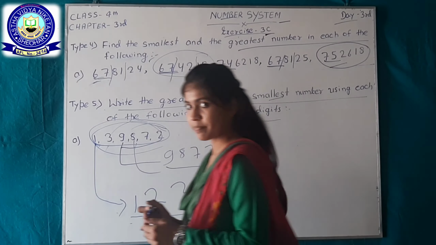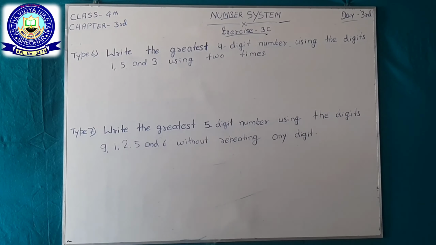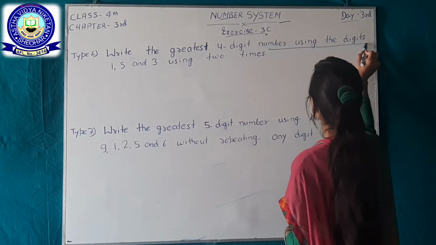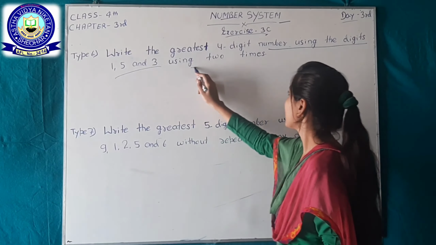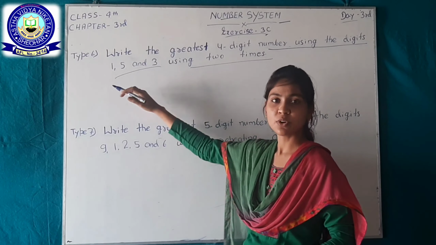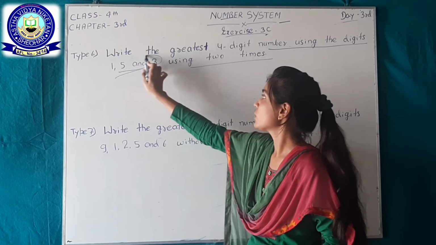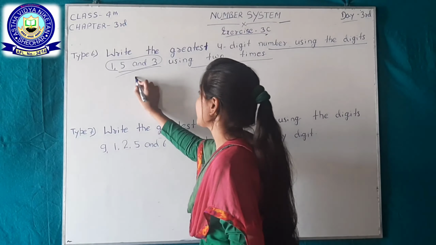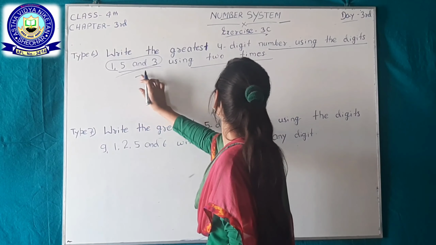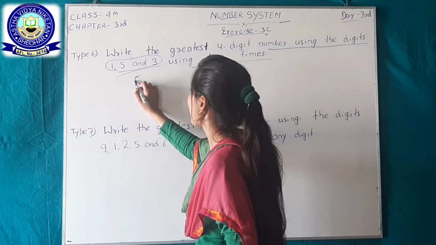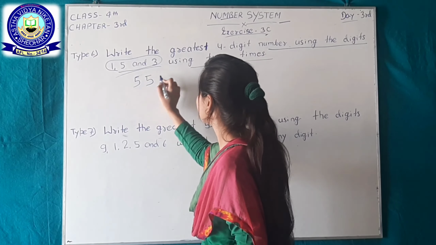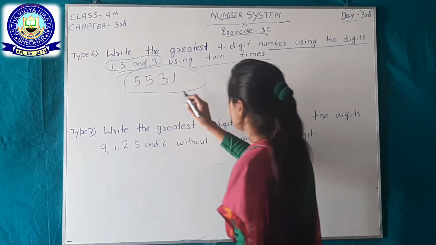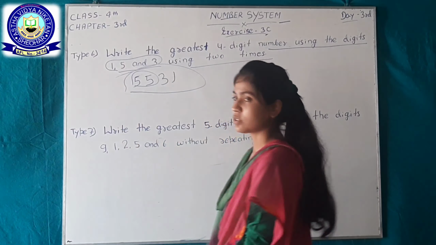And your type 6 question, write the greatest 4-digit number using the digits 2 times. You have to write the greatest 4-digit number by using these digits. You can use these digits 2 times. So the greatest number of 4 digits is 5, 5, 3, 1. This is the greatest number of 4 digits. Here 5 is used 2 times.